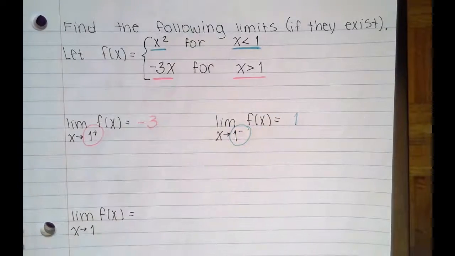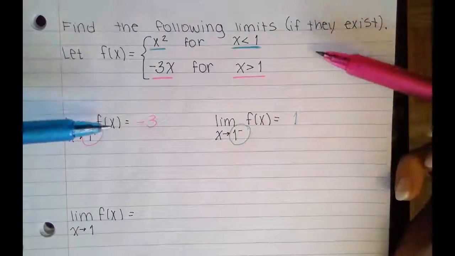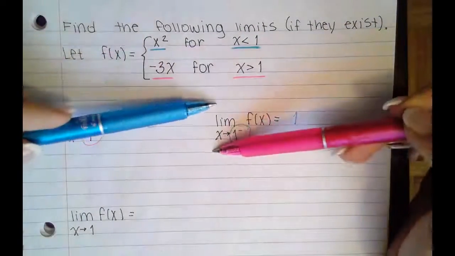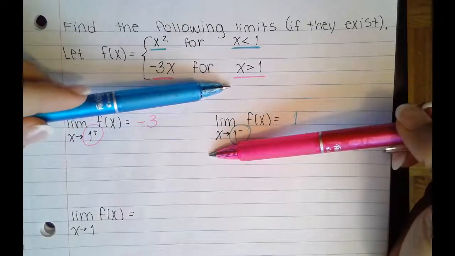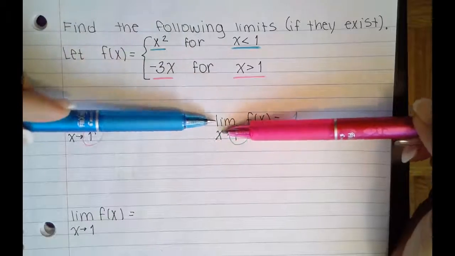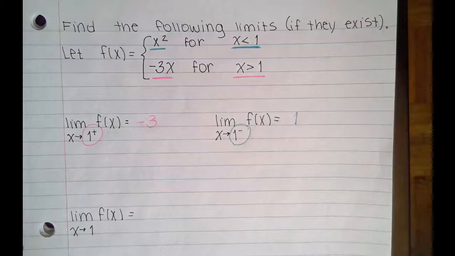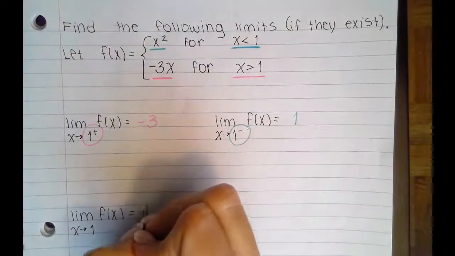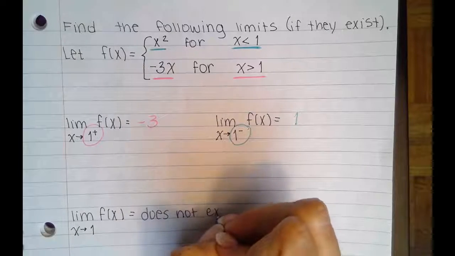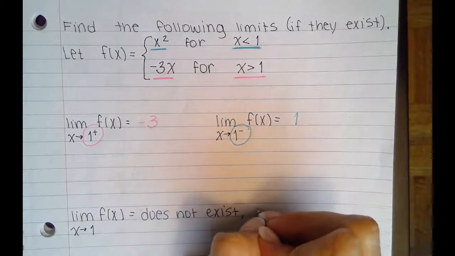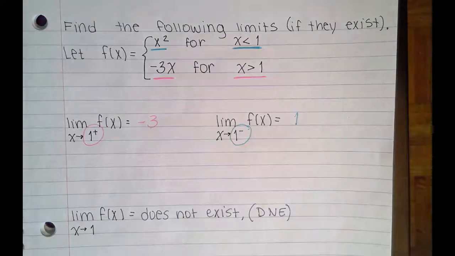Well, what does that tell me? As I approach from these different sides, this one I came from the right, I got negative 3. I came from the left, and I got 1. They don't match. You're not approaching the same value. Your limit will only have one answer, kind of like a function. So you would write does not exist, or you can write just DNE. Okay? So that limit does not exist.